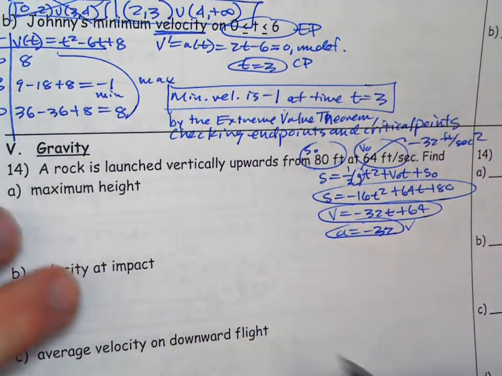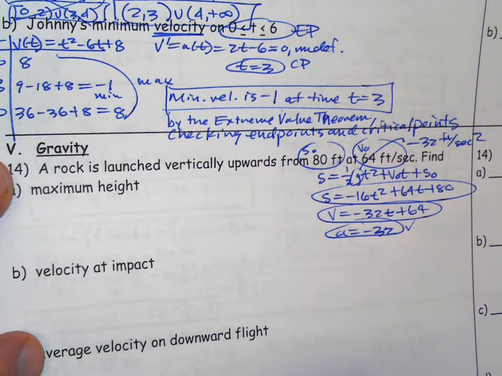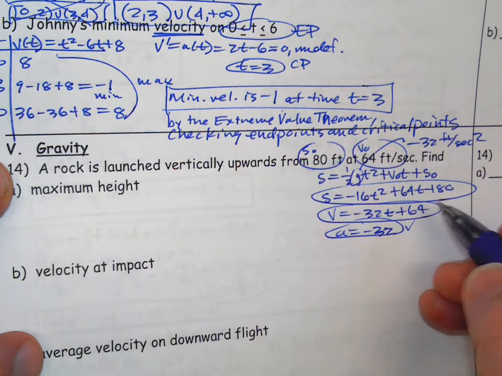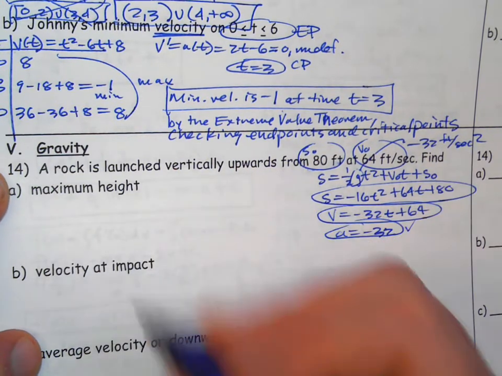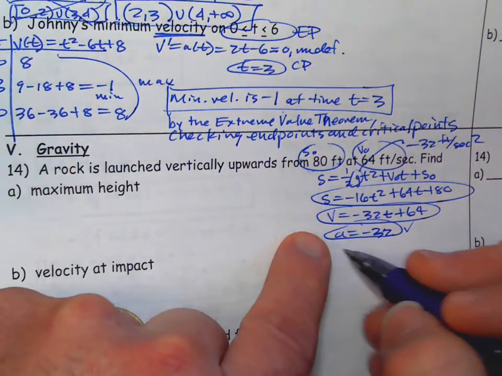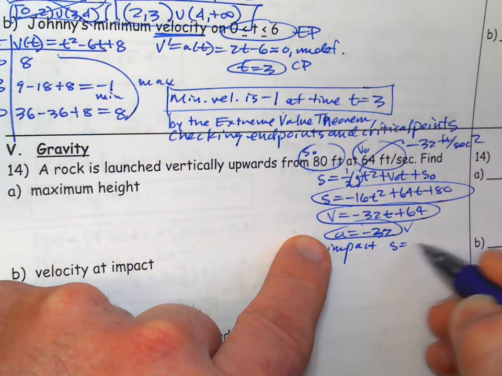Okay, max height. To find max height, we need the starting point, which is 0. We need the time of impact, which we're going to need for some other things. So let's find impact right now. Impact is when position equals 0, height equals 0.